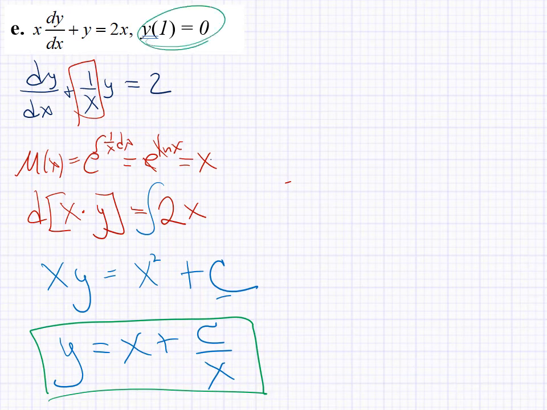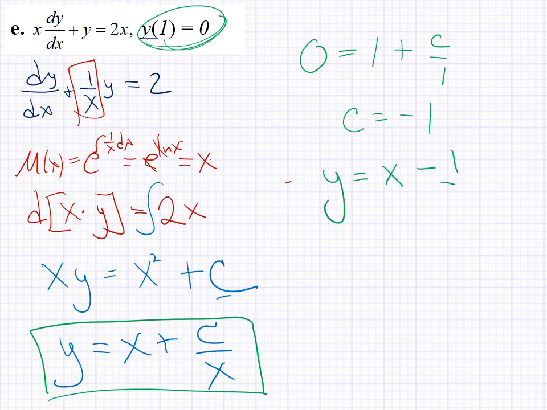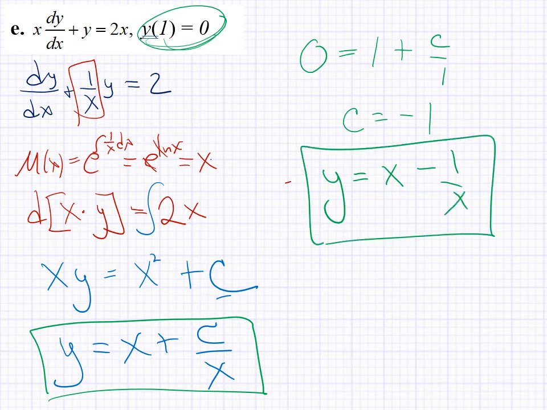All right, so now we got the IVP here where x is 1 and y is 0. So y is 0, x is 1. We find out that essentially c has to equal negative 1. So the solution to the IVP would be that y equals x minus 1 over x. That solves the IVP.